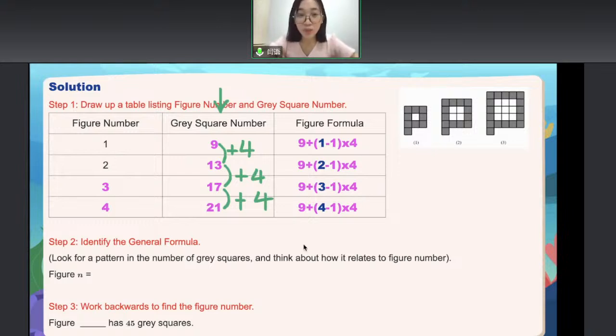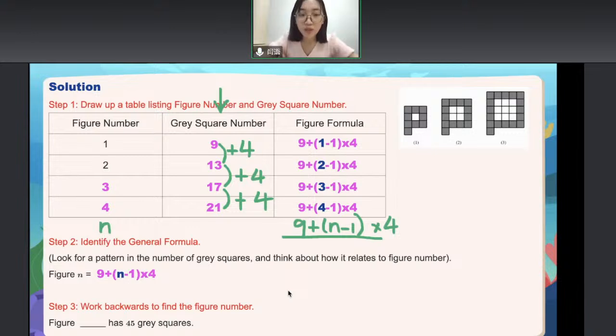Okay, so in this way, try to identify the general formula. Now, when it comes to the figure n, can you tell me what is the figure formula here? Yes, what is the common part? 9. Okay, for 9, you just copy down. And then 9 plus what? Yes, okay, 9 plus bracket n minus 1 bracket, and then times 4. Okay, so now actually you see that for all the common part, you only need to copy down.